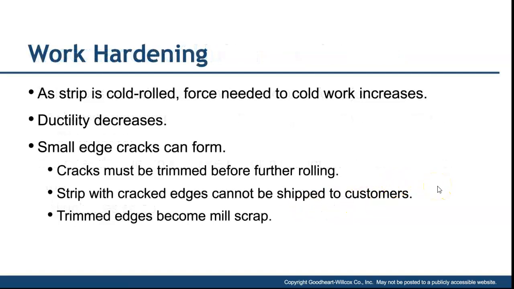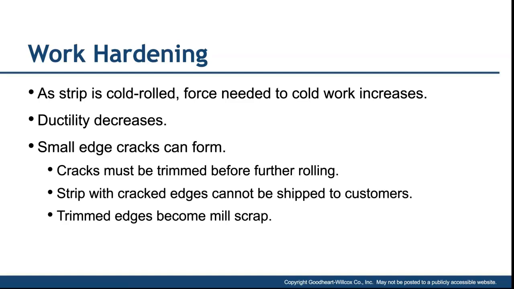In the cold rolling process itself, we do get some work hardening, which makes sense as we try to compress and add force to that material to shrink it down. On the molecular level, we are continuing to cause the bonds to slip and break, and that causes some work hardening to happen. So our ductility in the material decreases.